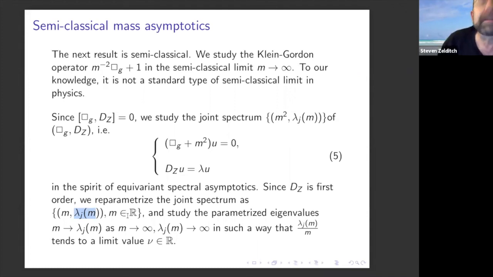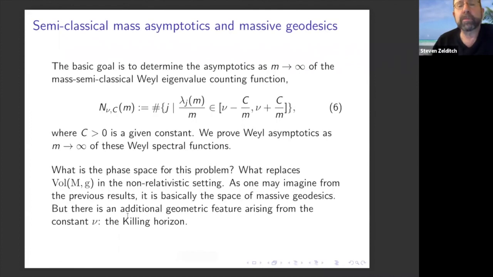And Alex is more knowledgeable than I am about quantum field theory on relativistic spacetimes. He spent some time trying to figure out what the physical interpretation of this is. So we get a semi-classical Weyl law, very similar to the ones that people prove in semi-classical Schrodinger asymptotics. You fix an interval, and you look at the ratios lambda_j(m) over m in a very small interval around nu of width 1 over m.